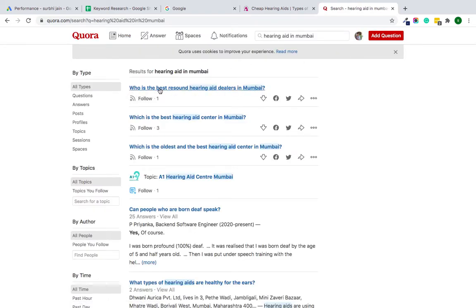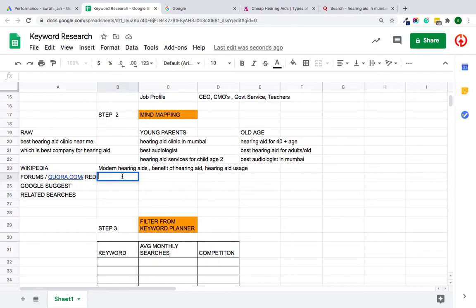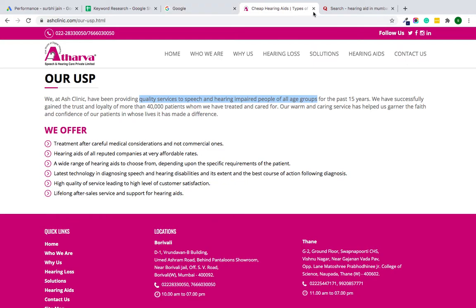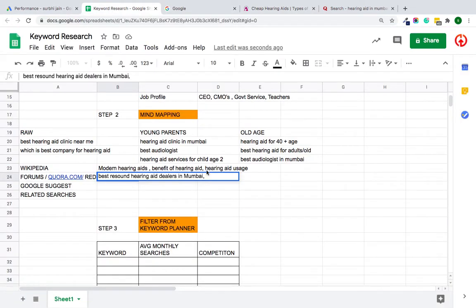See, who is the best renowned Resound? Resound is a company, a hearing aid dealer in Mumbai. I can take this keyword: best Resound hearing aid in Mumbai. So I'm taking the keyword. Let's see more. Which is the best hearing aid center in Mumbai? So best hearing aid center in Mumbai could be another keyword I'm putting out here.